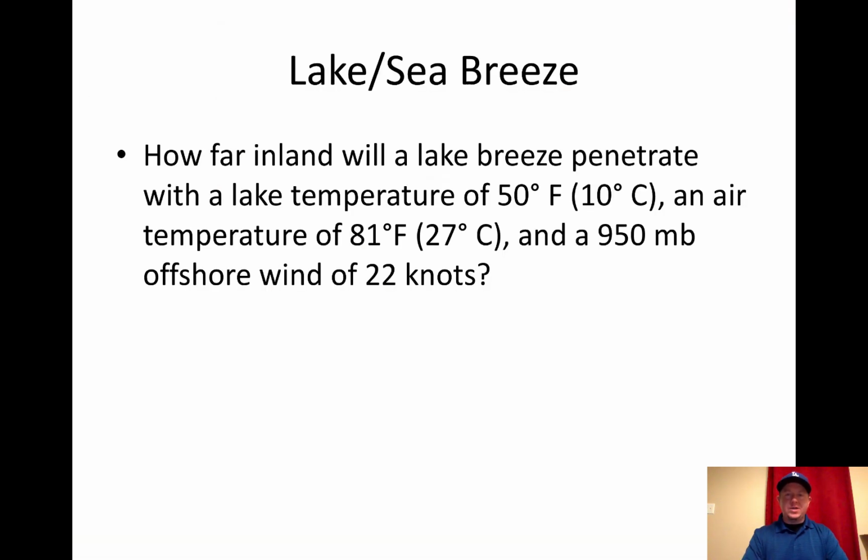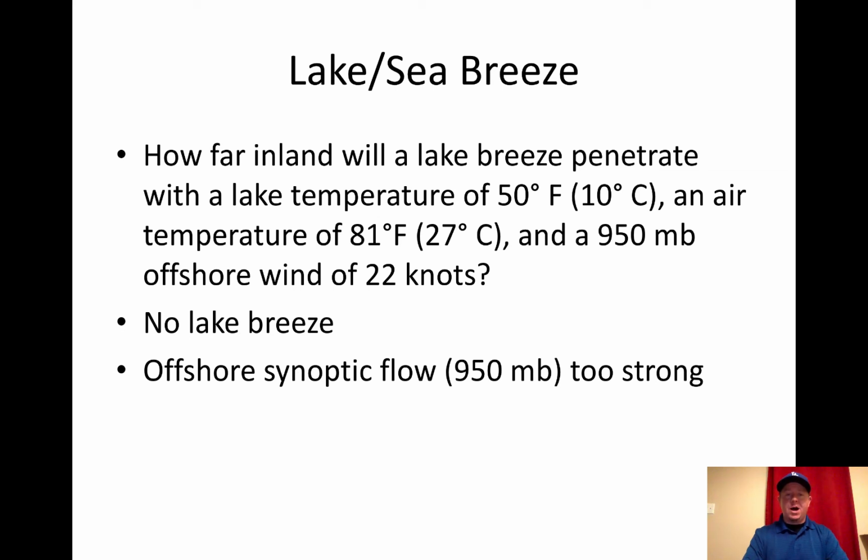Lake temperature of 10 degrees Celsius, air temperature of 27, so the lake is colder. Again, always make sure of that because I see people confuse that. You can have a land breeze, and that's not a sea breeze, all right? So 10 to 27, that's a 17-degree difference. But your 950 millibar offshore winds are 22 knots, right? So remember, when we start getting above 17 knots, what happens? It's too strong. It's opposing it too strong, and the lake breeze will not move in, all right? So no lake breeze, offshore synoptic flow, 950 millibars, too strong.